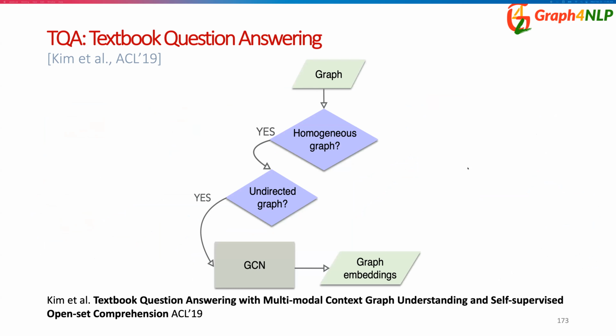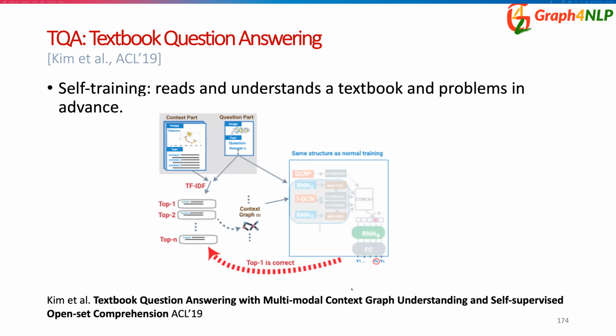Again, each of the graphs constructed is homogeneous and undirected, so we can just use a GCN to create the graph embedding. The text questions, as we mentioned earlier, are very domain specific, and it is very difficult to use training data over a certain kind of textbook to help predict unseen questions. So this work introduced a step called self-training to help the model learn to read and understand a textbook and problems in advance without the help of a teacher.